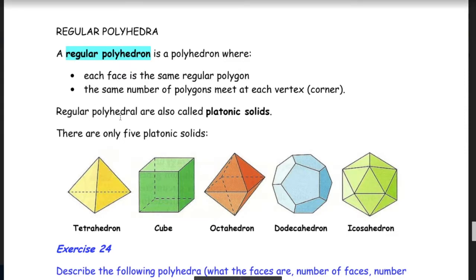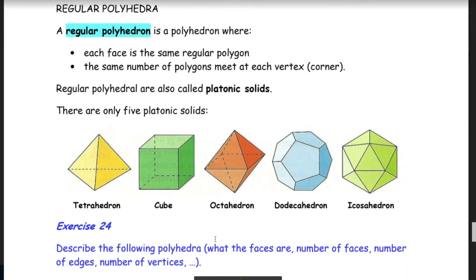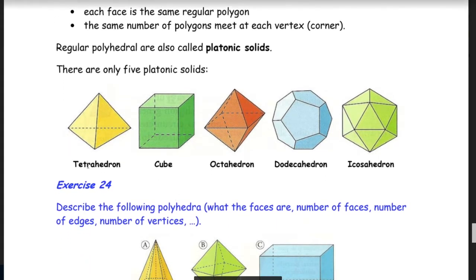Regular polyhedral are also called platonic solids, and there are only 5, which may look a little bit familiar. The tetrahedron, which has triangles, cube, which has squares, octahedron, which has triangles, dodecahedron, which has pentagons, and icosahedron, which has triangles. So I'm going to repeat these names for you because they're a little bit difficult, but I want you to practice.